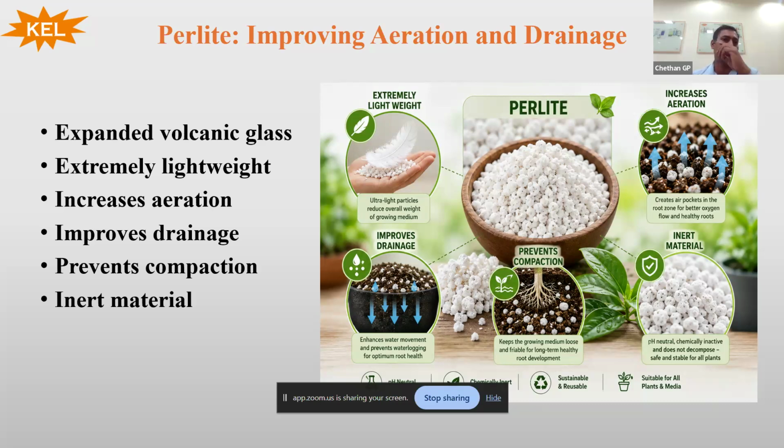It also does not decompose, allowing it to maintain its substrate structure throughout the crop cycle. It will not compact. The proportion of perlite varies according to the crop requirement. Fast-growing vegetables may require a moderate amount of perlite, while succulents often need a much higher percentage of perlite to ensure rapid drainage of the root zone.